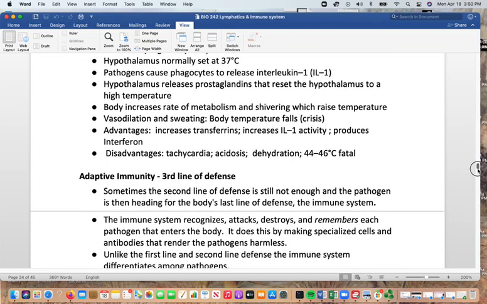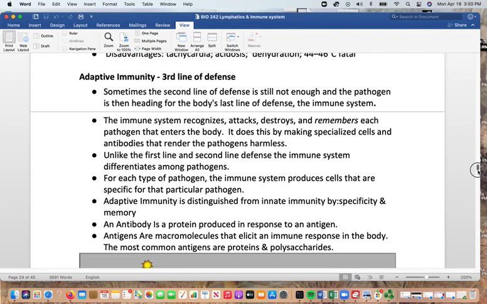So in the next video, we will talk about adaptive immunity, or the third line of defense.